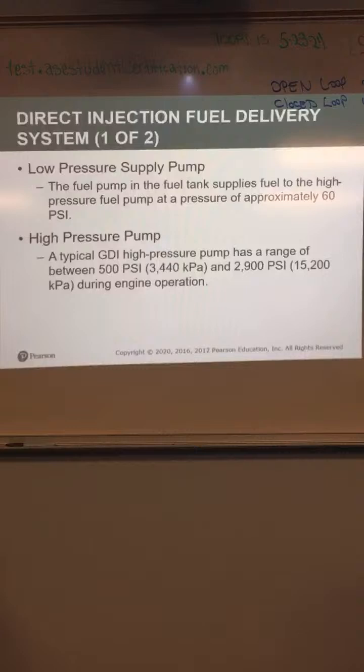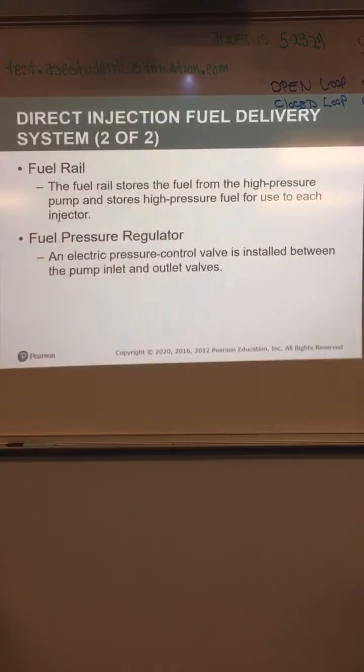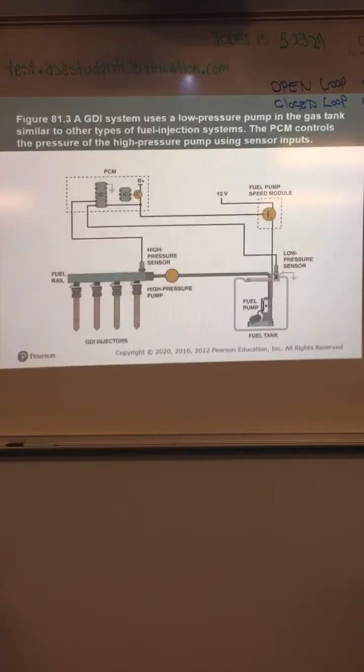The high pressure pump has a range of between 500 and 2,900 PSI during engine operation. Due to the high fuel pressure, those fuel lines, if you take them off, you're supposed to replace them. You've seen those fuel lines with the little yellow tag on them? Not supposed to reuse those. Fuel rail stores the high pressure fuel from the pump for each injector. Electric pressure control valve installed between pump and the inlet and outlet valves.